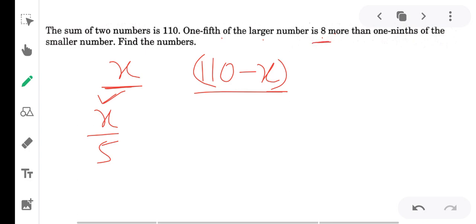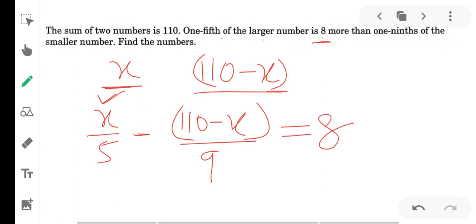So x by 5 minus 1/9 of the smaller number. 1/9 of the smaller number means (110 minus x) divided by 9. This is equal to how much? 8. Now here you can find the value of x. Once you find the value of x, then you can find the smaller number also, that is 110 minus x. Clear?